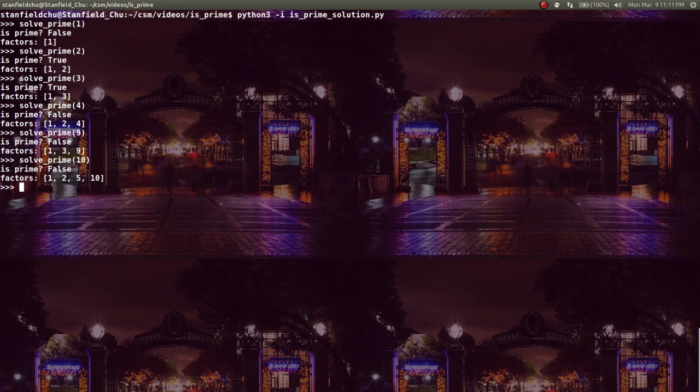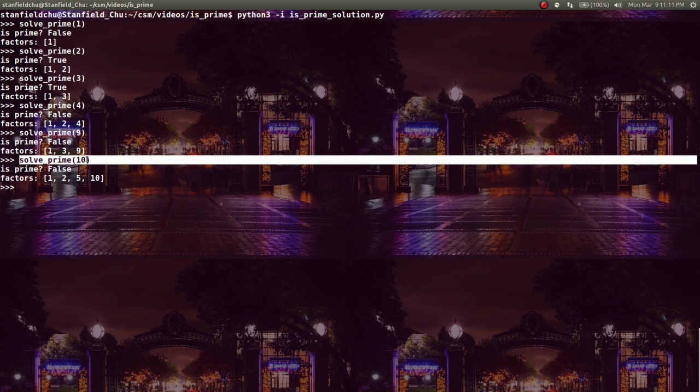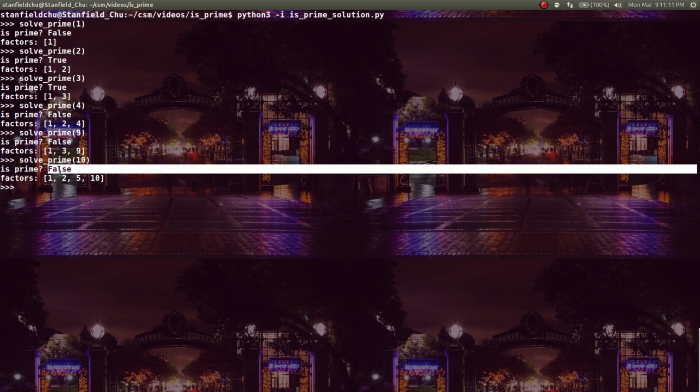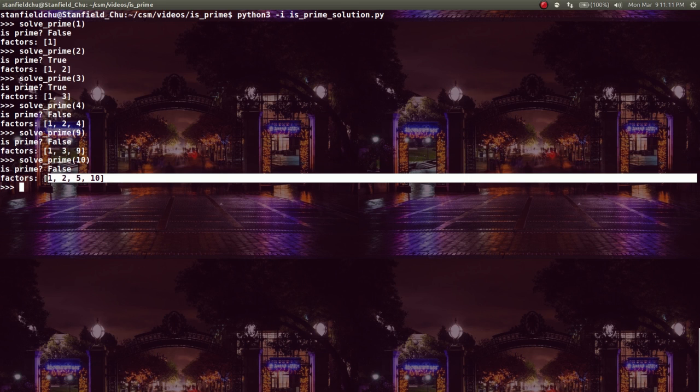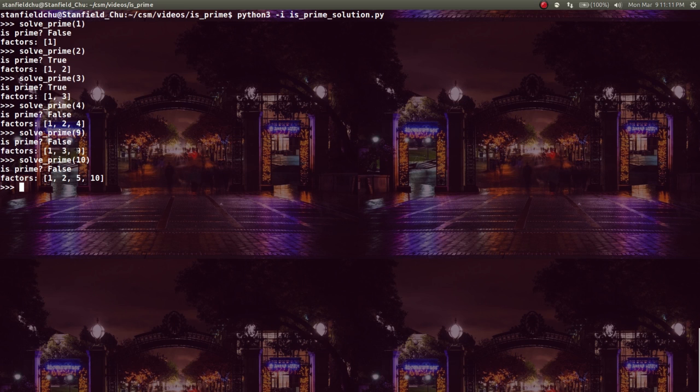So these are just examples. Over here I asked my function, is 10 prime? No, 10 is not prime. And why is 10 not prime? It has factors other than 1 and itself. It has 2 and 5. 9, is that false? Yes, 9 is not prime. It has the factor 3, which is not 1 or itself. So that's how we can tell whether or not a number is prime systematically. We check whether or not it has factors other than 1 and itself.